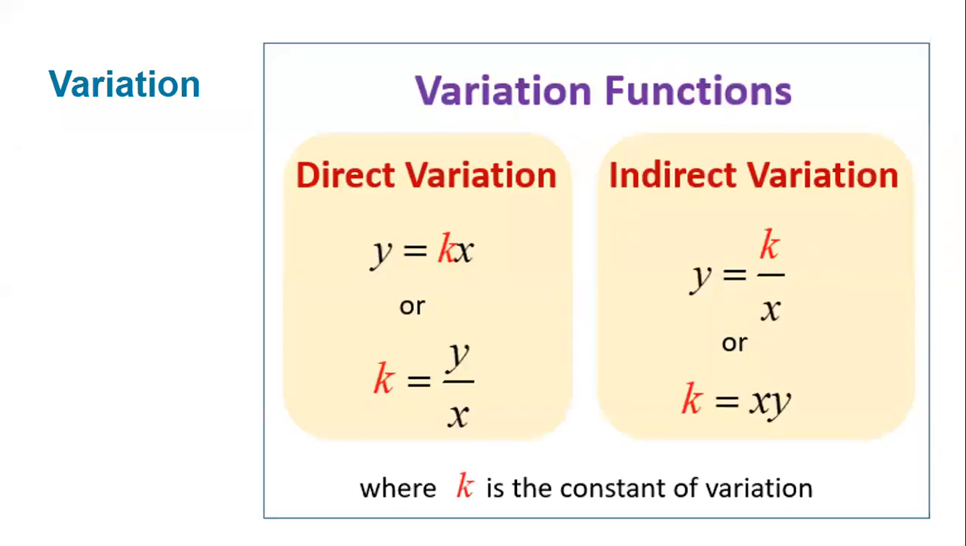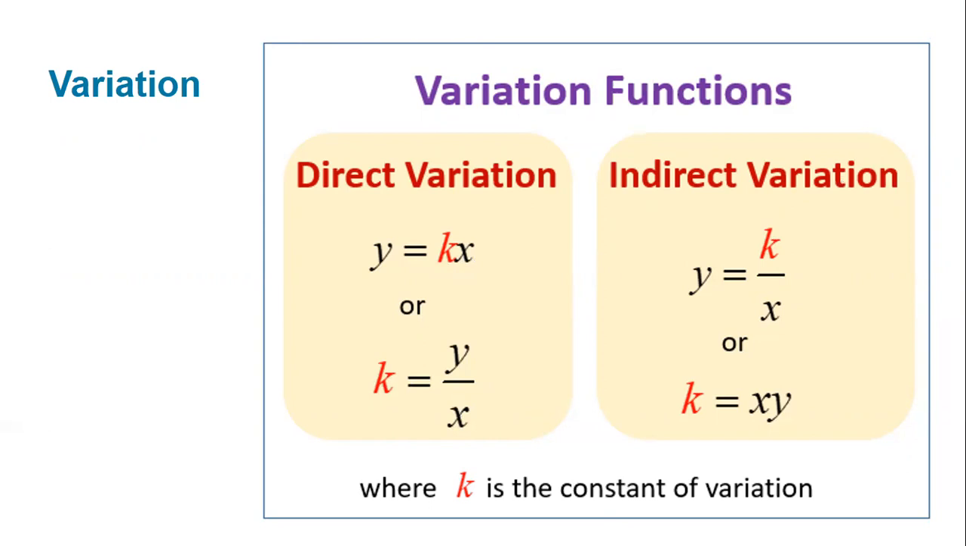Variation functions work as two different types of functions. You have direct variation, which implies that you are multiplying. As you can see here, we have k times x, so it's your independent times something. The k, the constant variable, is found by doing y divided by x. Indirect variation means that you have k divided by x. Your independent is the divisor, or your k can be found by multiplying x times y.